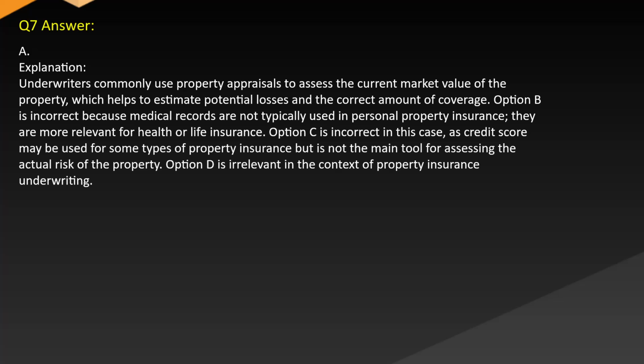Option C is incorrect in this case as credit score may be used for some types of property insurance but is not the main tool for assessing the actual risk of the property. Option D is irrelevant in the context of property insurance underwriting.